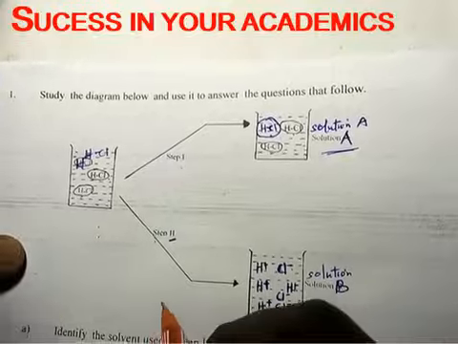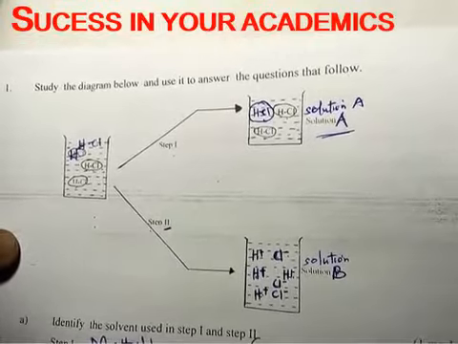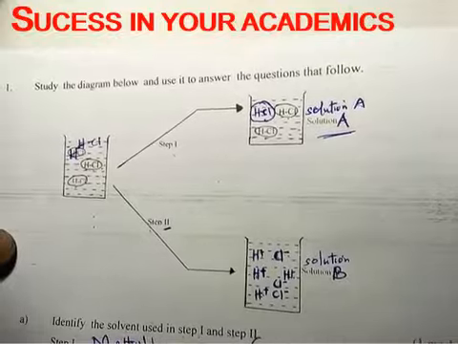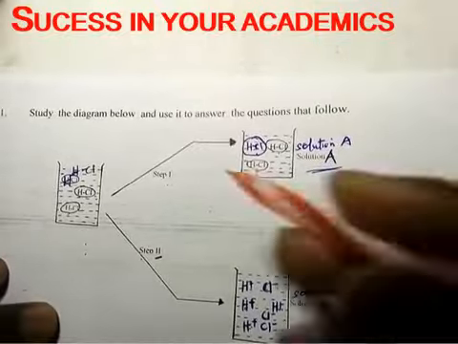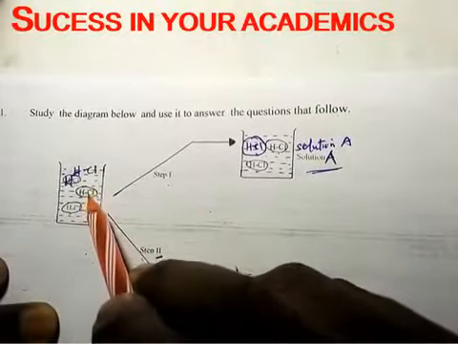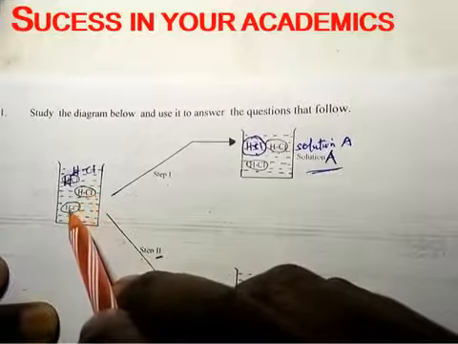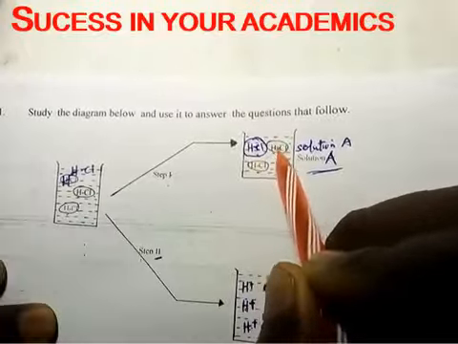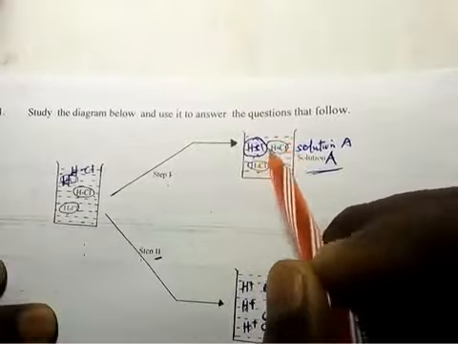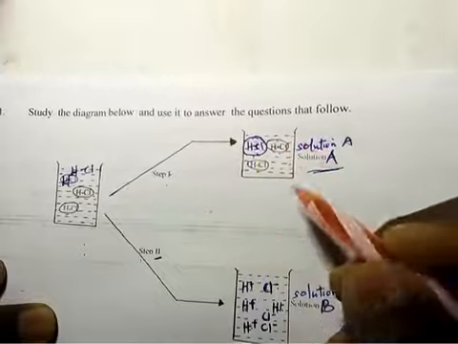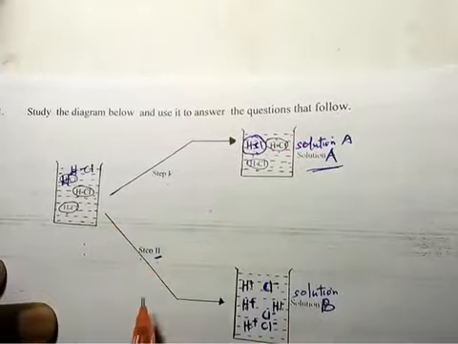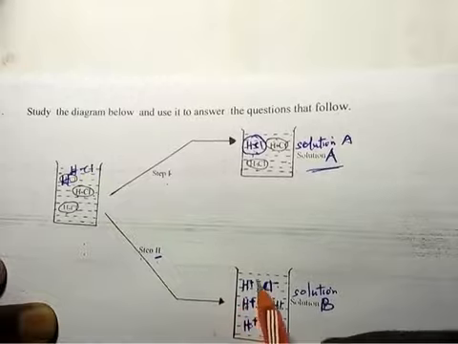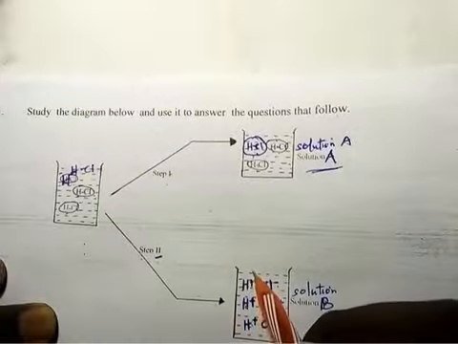So the question is identify the solvent used in step 1 and step 2. So what happened? When this solution which contains hydrogen chloride went step 1, hydrogen chloride did not ionize. It just remained the way it was. It remained in the molecular form. But when it went through step 2, it decomposed. It did what we call ionization. It ionized to form hydrogen ions and chloride ions.